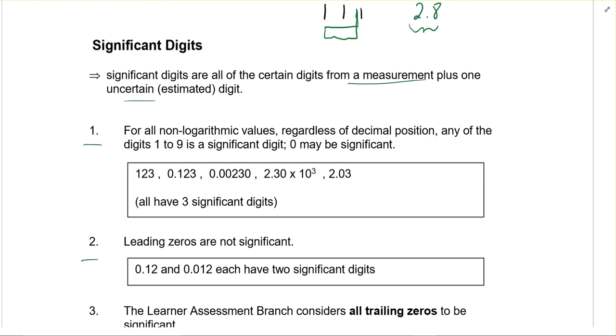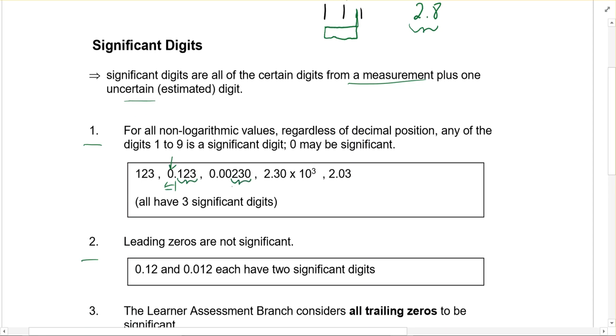So for all non-logarithmic values, so that just means not like the pH scale, which goes up by factors of 10, regardless of any decimal position, any of the digits 1 to 9 is a significant digit. 0 may be significant. So we've got 3 significant digits in all of these, right? You just don't count the 0 to the left, let's say in this case. You don't count that 0. So we've just got these 3 here. You count these 3 on the end.